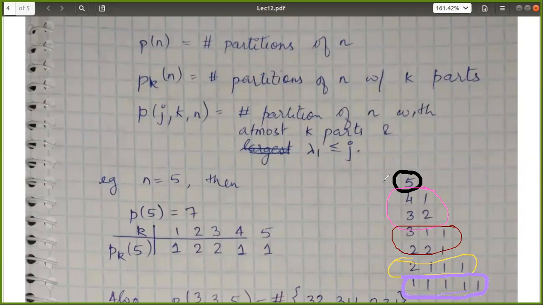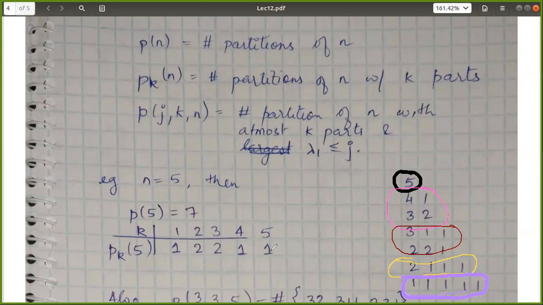Yes. So number of partitions with just one part is 1. So for k equals 1, this Pk5 is 1. Number of partitions with 2 parts is 2. Number of partitions with 3 parts is also 2. Number of partitions with 4 parts is 1. Number of partitions with 5 parts is 1. Correct?